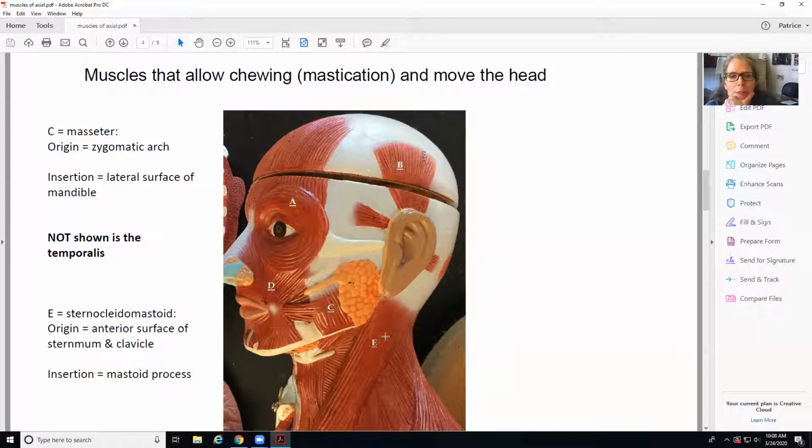The sternocleidomastoid is not entirely shown here. We only see its insertion, which is actually on this right mastoid process back here that you can feel just behind your ear. And that's where it gets part of its name.